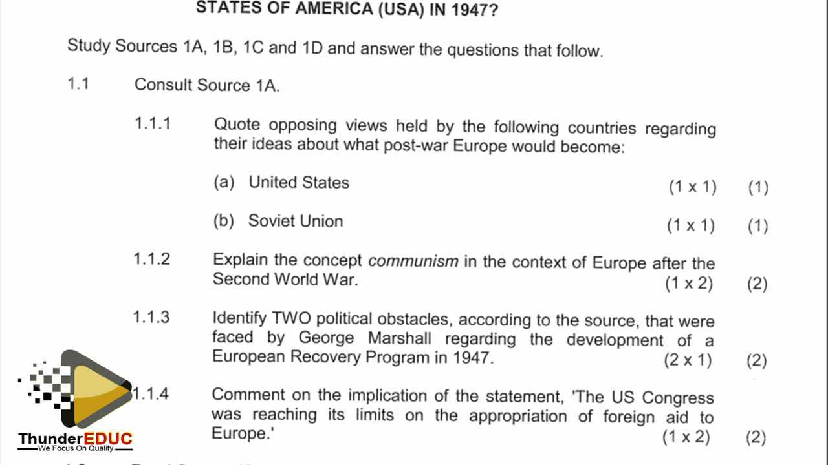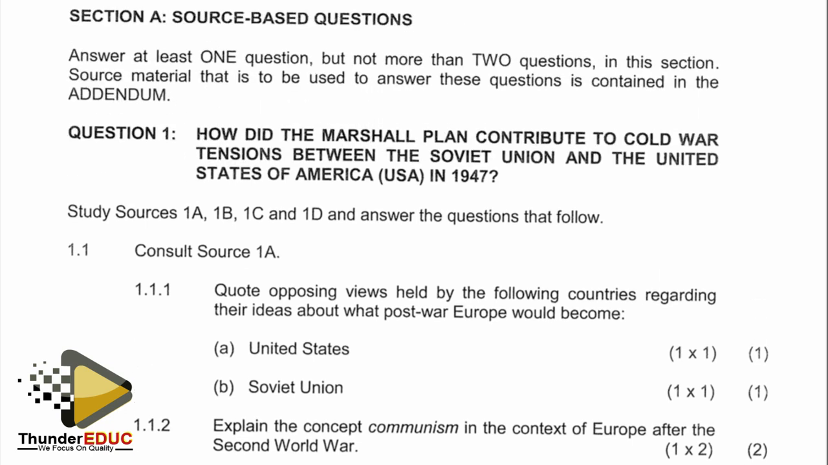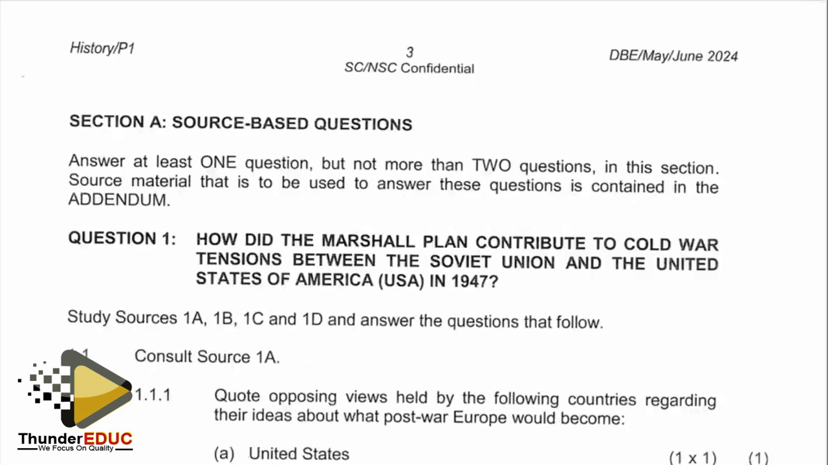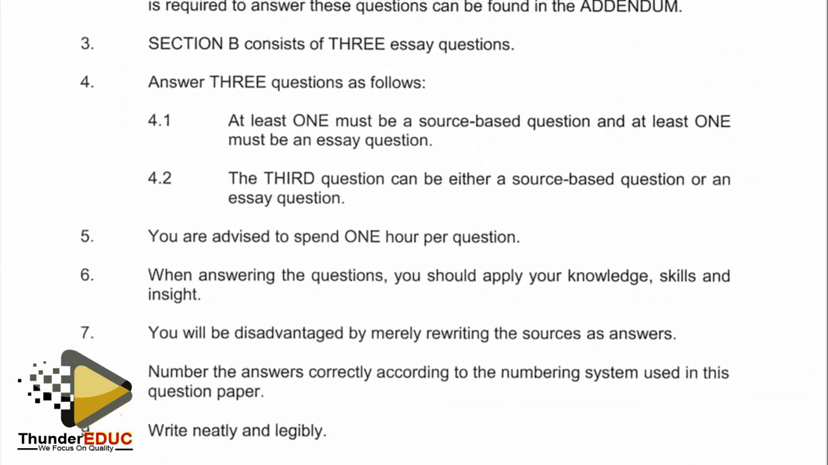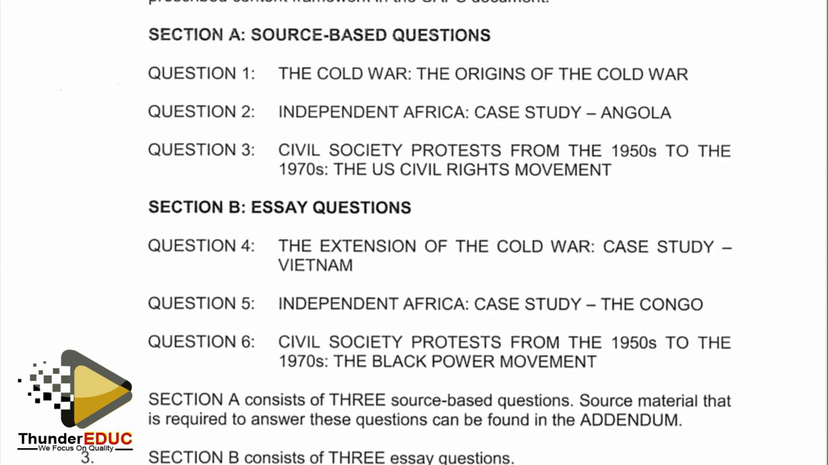essay questions. Going through the setup of the paper, just to remind each other, Paper 1 is basically based on the origins of the Cold War. That is the first question. Question number 2 is independent Africa, which is a case study for Angola. Then the last question is civil protests from the 1950s to the 1970s, which is the US civil rights movement.